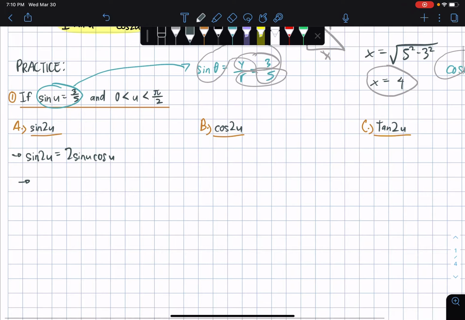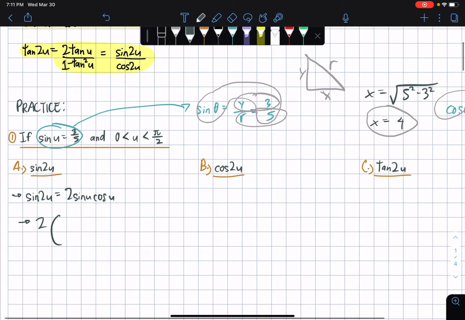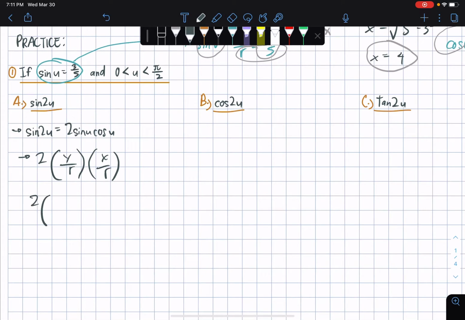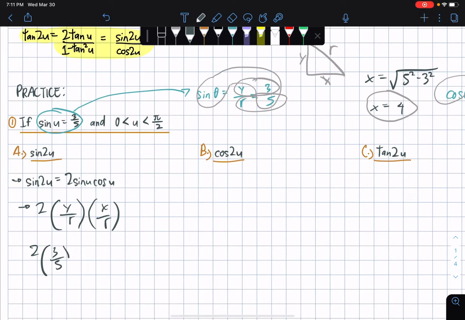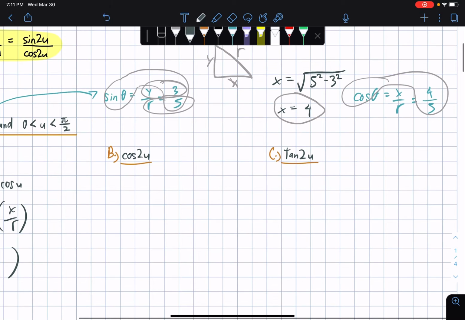So, back to the formula. Now we have 2 sine u cos u. We can rewrite that as 2 times y over r times x over r, whereas our sine is y over r and our cosine is x over r. 2 times y over r. Y over r is 3 over 5, as you can see here. And our x over r is 4 over 5.